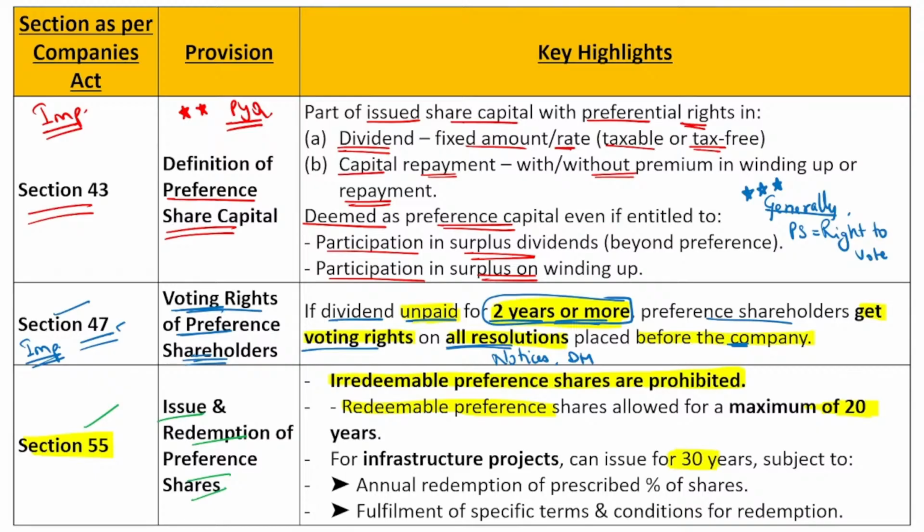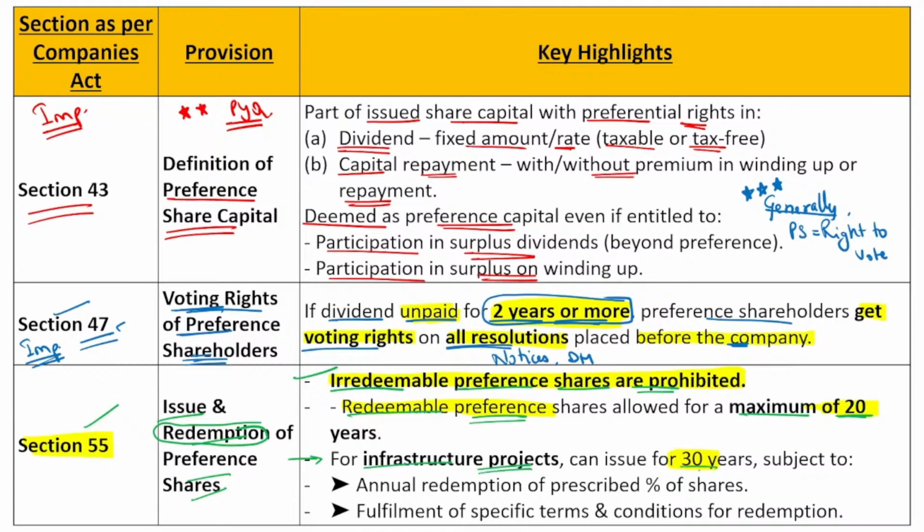Now redemption means that at the time of some specific timeline you will be providing, like 5 years, 10 years. That is redemption. Generally, as I told you, without a life, you cannot issue any preference shares. That is known as irredeemable preference shares. So irredeemable preference shares are prohibited in India. You can issue only redeemable preference shares. And what is the maximum life? That is 20 years.